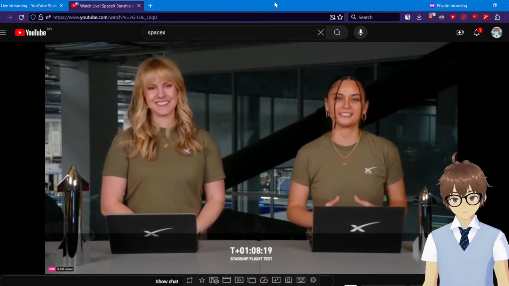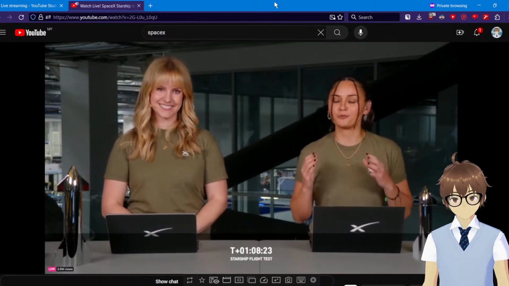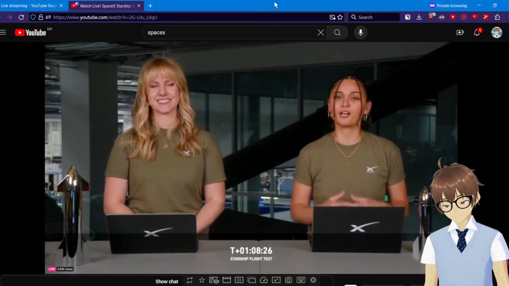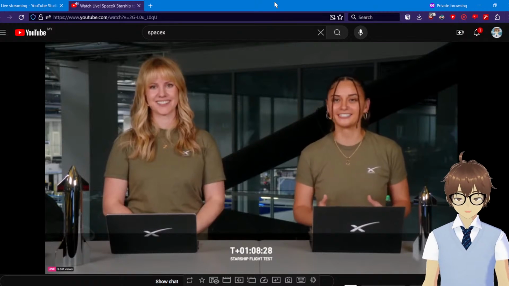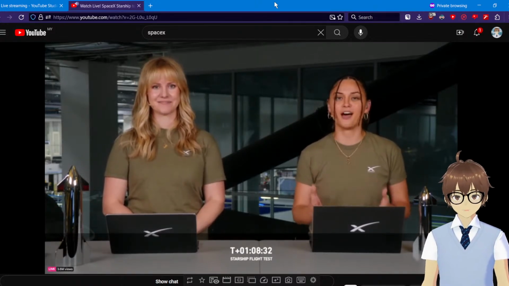Congratulations to our teammates, to everyone who supported the Starship program. Thanks to all of our future customers for your support. We'd also like to thank the people of Cameron County, Texas, as well as the Coast Guard, the Federal Aviation Administration, and the government of Mexico.